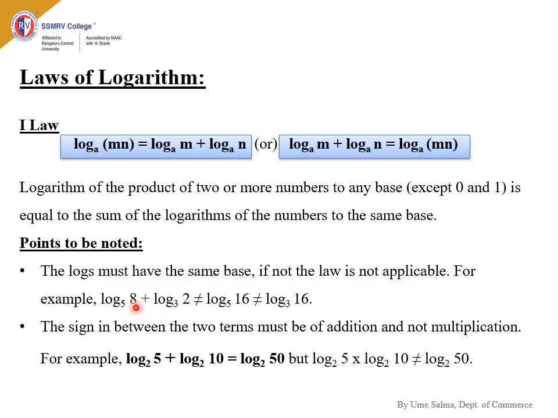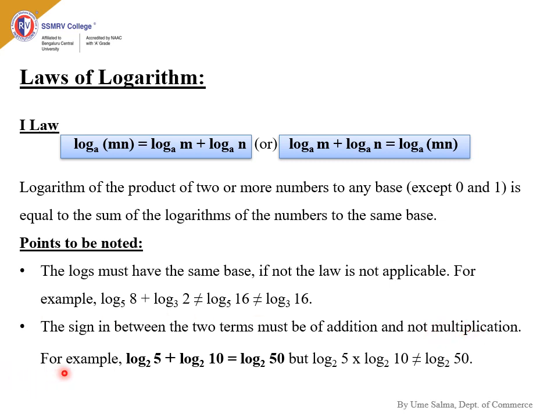For example, here we have taken a similar example where you have log 8 to the base 5 and log 2 to the base 3. You have the addition, but as you can see, the bases are different. That is why it will not be equal to either log 16 to the base 5 or log 16 to the base 3. You cannot choose any one of the bases because the bases have to be the same. Next point, the sign in between the two terms must be addition and not multiplication.